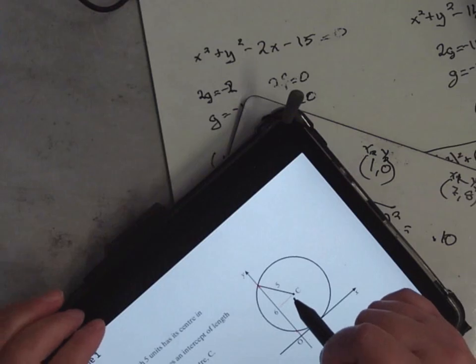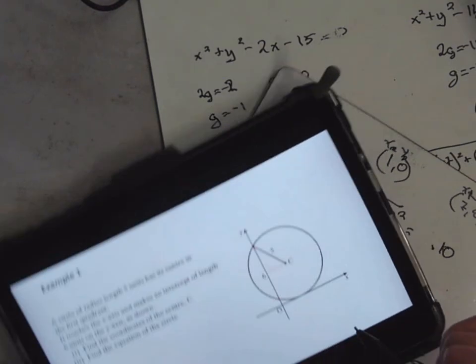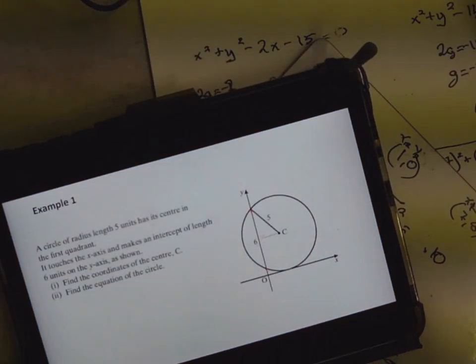Or is it? It's not perfect, but we'll go with it. Okay, so that's a right angle there, right? Why is it a right angle? I drew the perpendicular. I chose to draw a perpendicular, so that's how I know it's a right angle. I made it perpendicular.